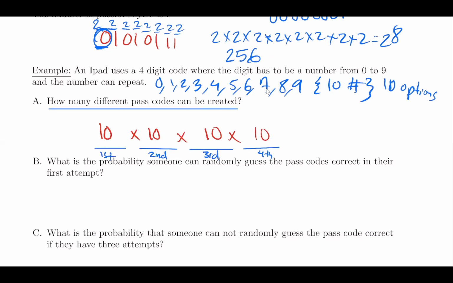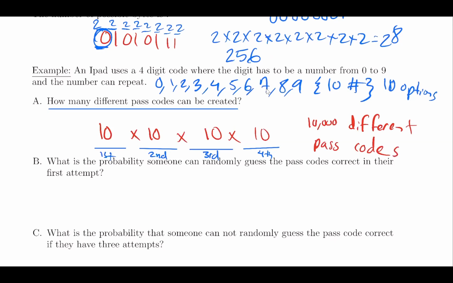Wait, and why are we multiplying them again? So you multiply them because that's going to give us how many total options we have, or how many total different passcodes we have to choose from. So for this one, we'll have 10,000 different passcodes. Everybody get the 10,000 different passcodes?